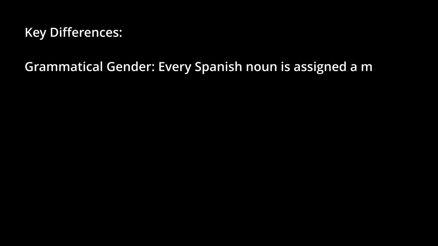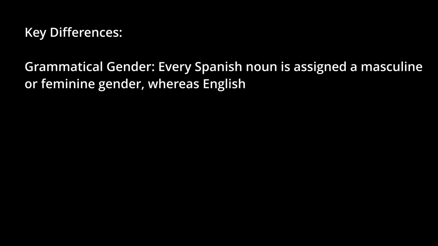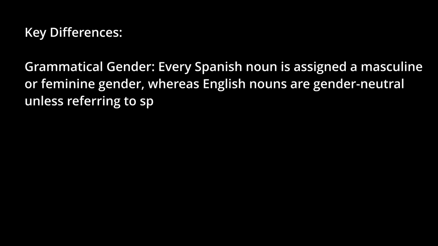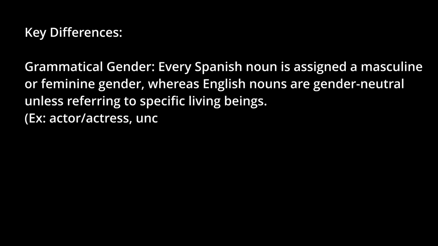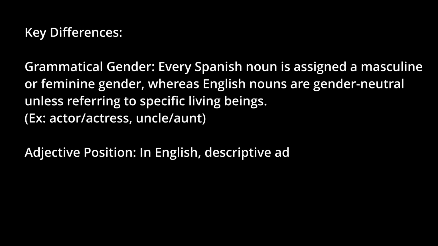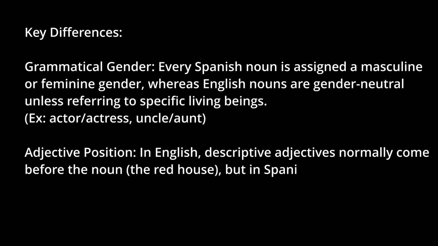Now, key differences. Grammatical gender. Every Spanish noun is assigned a masculine or feminine gender, whereas English nouns are gender neutral unless referring to specific living beings. For example, actor, actress, or uncle, aunt. Adjective position. In English, descriptive adjectives normally come before the noun, like the red house. But in Spanish, they typically follow the noun, la casa roja. Okay, let's dive into the details of Spanish nouns.